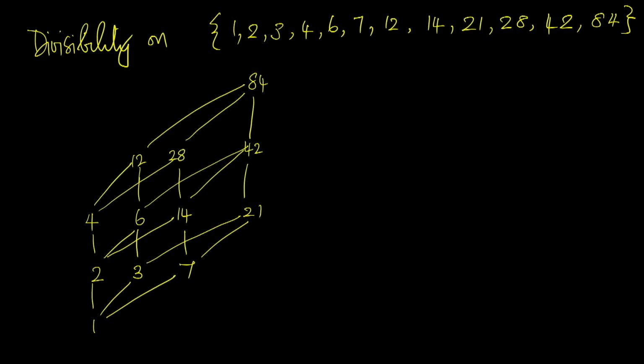So in this, if you consider 1, 2, 4, 12 and 28, this is a chain. Similarly, 1, 2, 4, 12 and 84, sorry. 1, 2, 6, 42 and 84 is another chain.